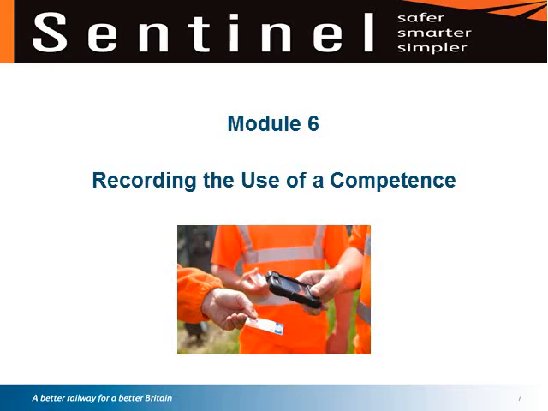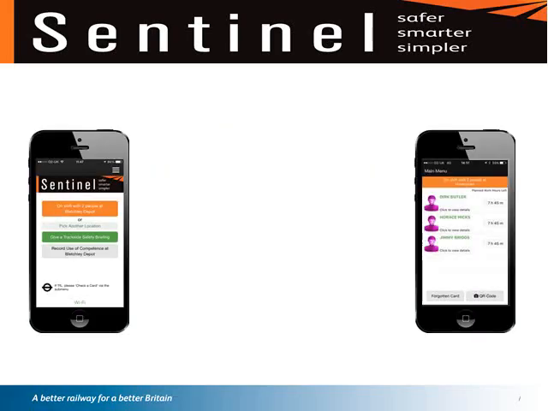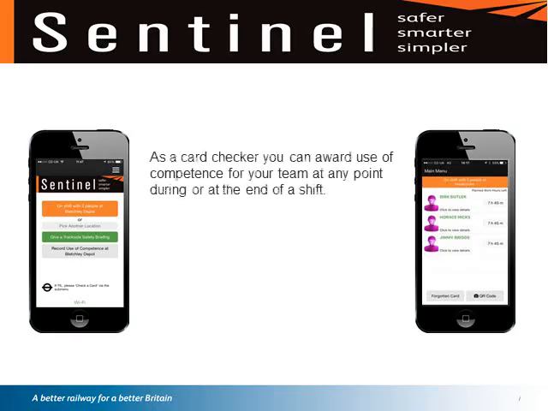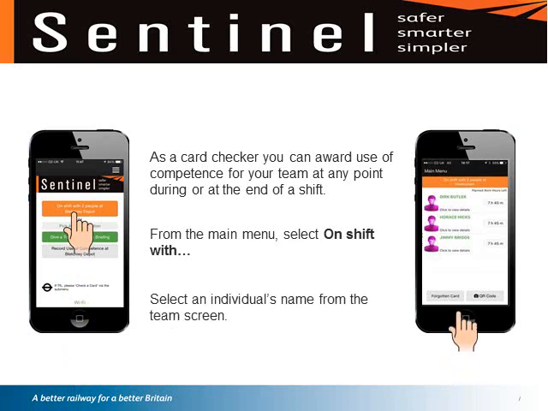Module 6. Recording the use of a competence. As a card checker, you can award use of a competence for your team at any point during or at the end of a shift. From the main menu, select On Shift With. Select the individual's name from the team screen.